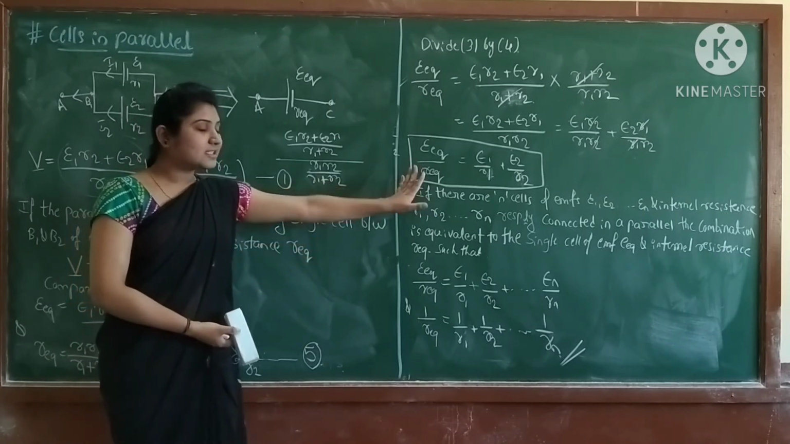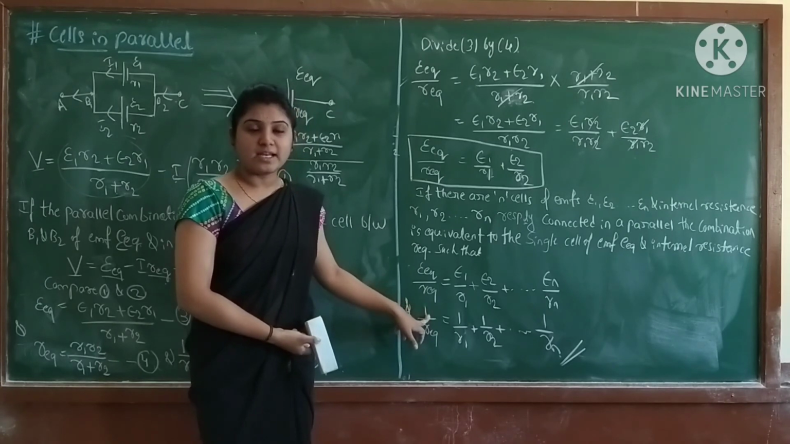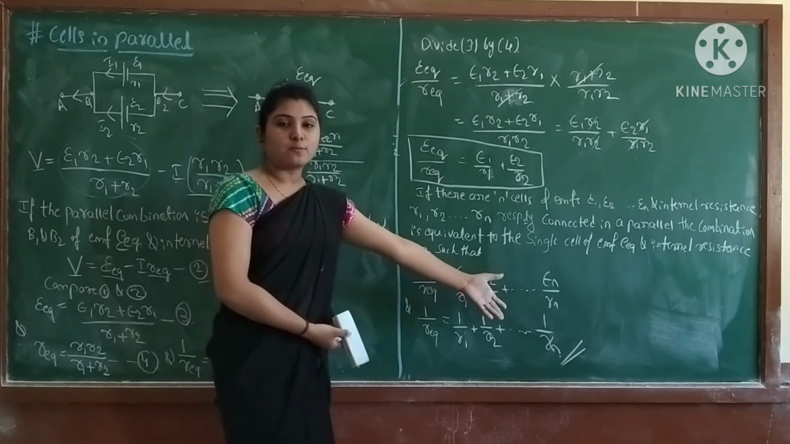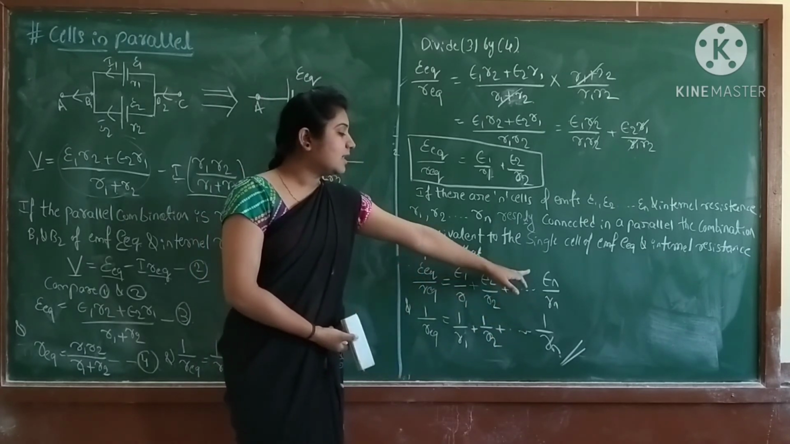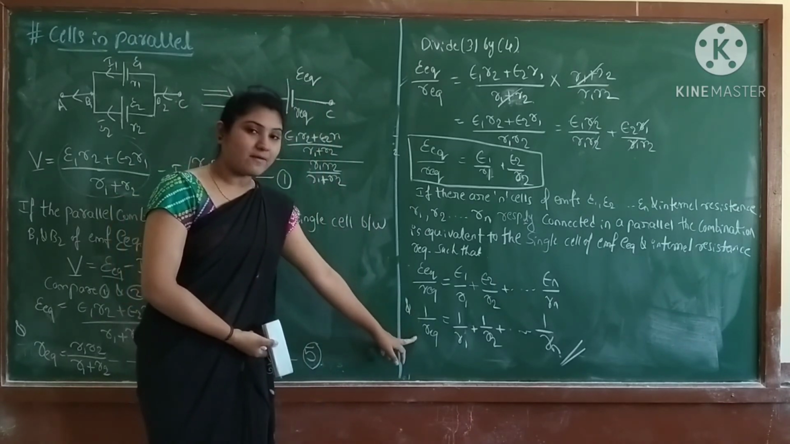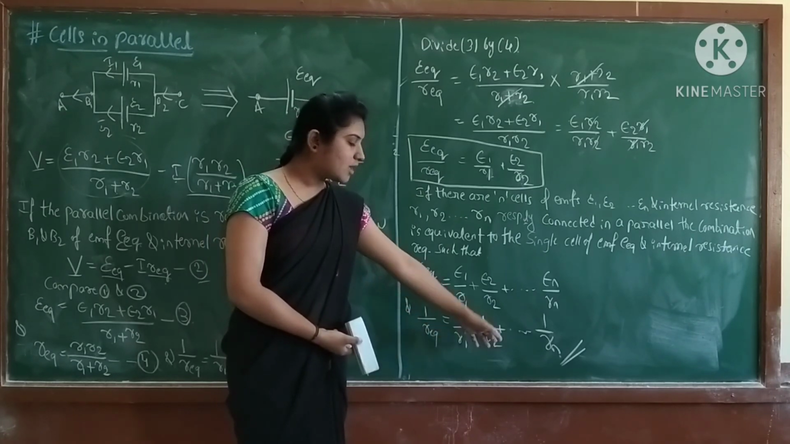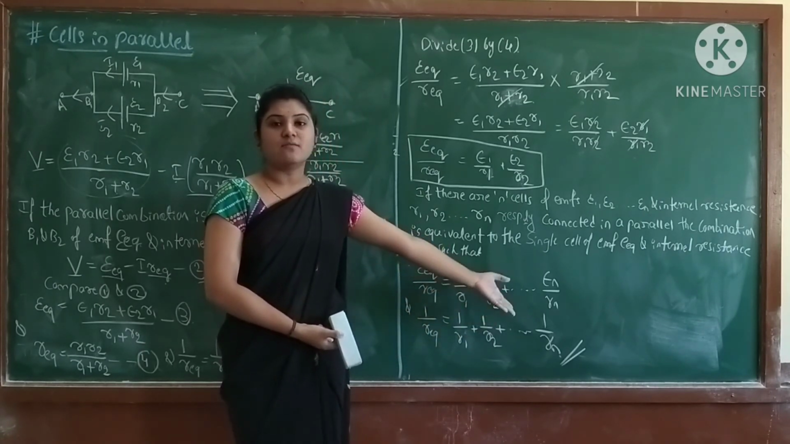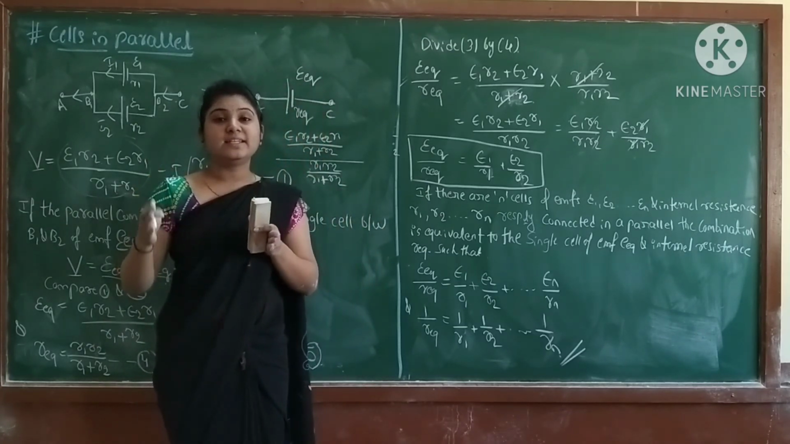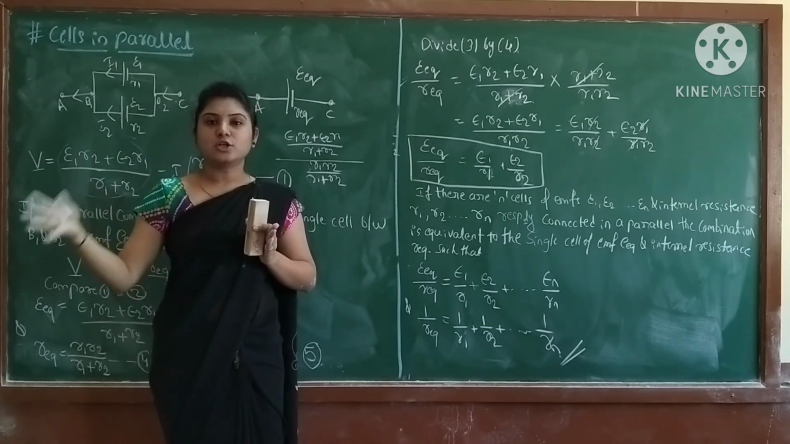By seeing this we can write the formula: E equivalent divided by R equivalent is equal to E1 by R1 plus E2 by R2 up to En by Rn. Then 1 by R equivalent will be how much? 1 by R1 plus 1 by R2 up to 1 by Rn. Understood? So this is the lengthiest derivation for cells in a parallel combination.